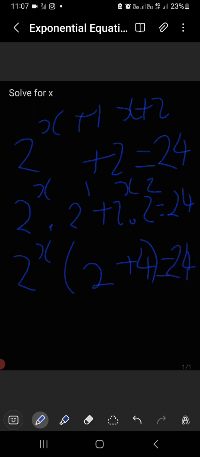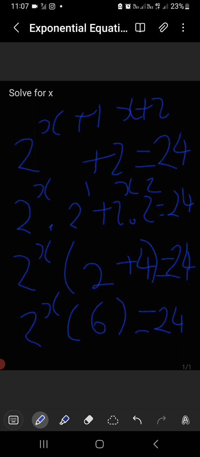Then you need to work out the bracket, right? So what is 2 plus 4? That will be 6, which equals 24. So we'll have to divide everything by 6.